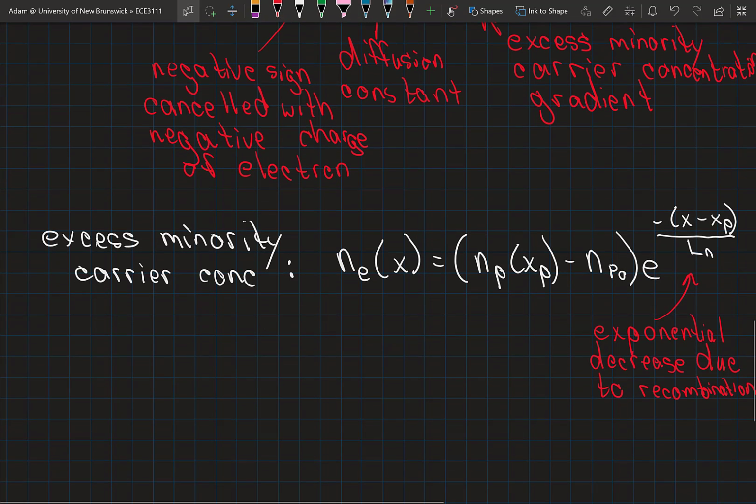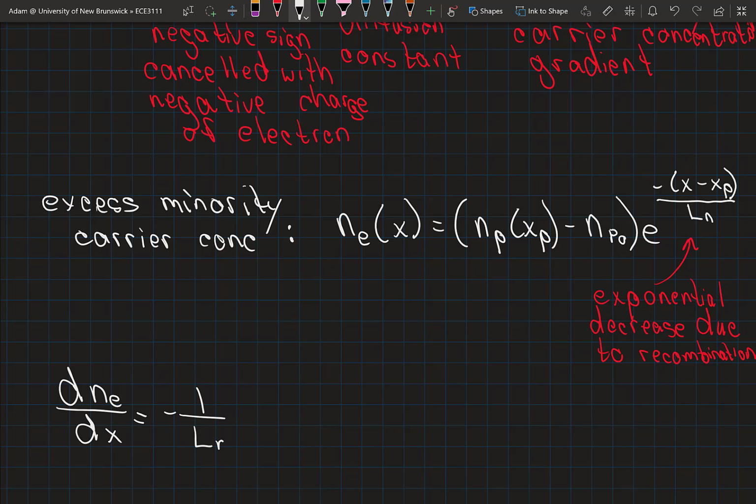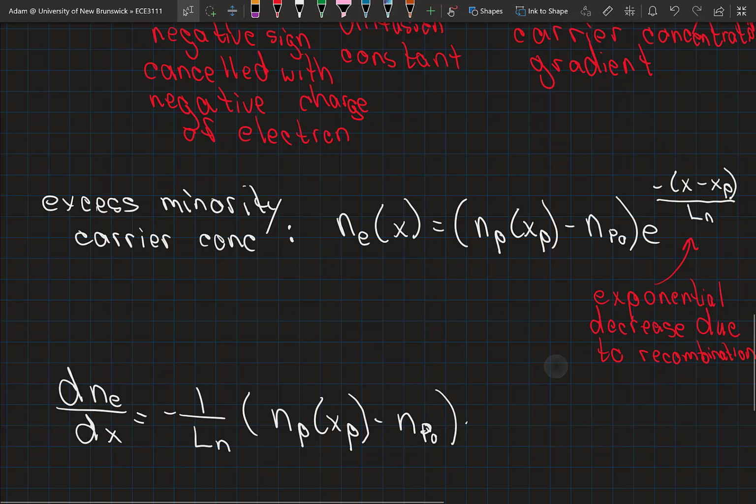Okay, so if you accept that minority carrier concentration expression is true, we can get a minority carrier concentration gradient by taking the derivative of that expression, and the derivative of that becomes 1 over my diffusion length times my concentration at the edge minus my unbiased concentration times e to the minus x minus x at the edge over my diffusion length.